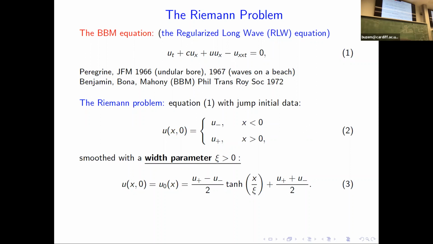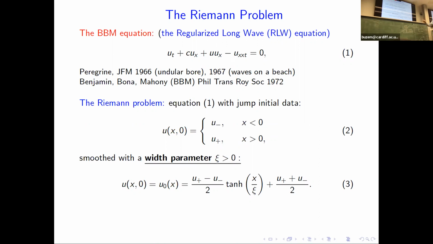So it was proposed by Peregrine in '66 as an undular bore, like the Severn bore. And in '67, it was introduced as a model for waves on a beach. And then in '72, it was analyzed by Benjamin and co-workers.